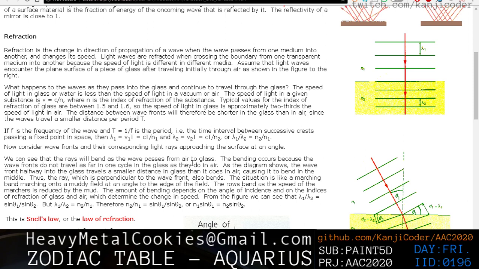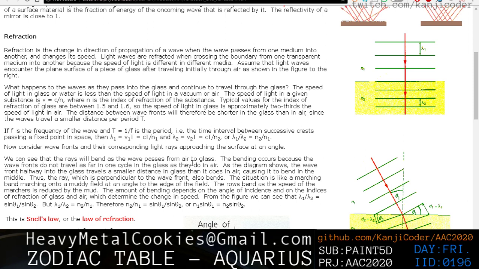The speed of light in glass or water is less than the speed of light in vacuum or air. The speed of light in a given substance is v equals c divided by n, where n is the index of refraction of the substance. Typical values for the index of refraction of glass are between 1.5 and 1.6, so the speed of light in glass is approximately 2/3 the speed of light in air. 2/3. Okay, so it's slower. The distance between the wave fronts will therefore be shorter in the glass than in air, since the waves travel a smaller distance per period.